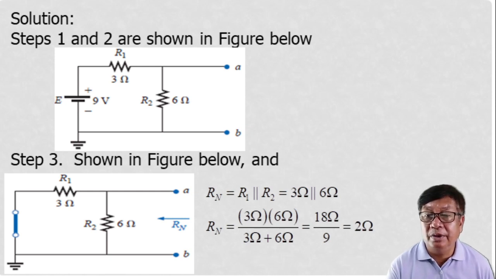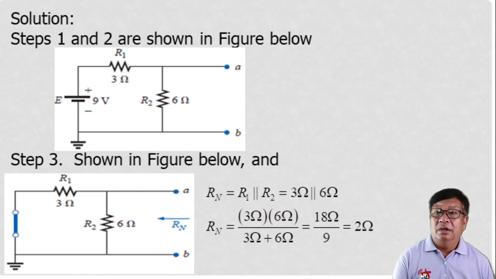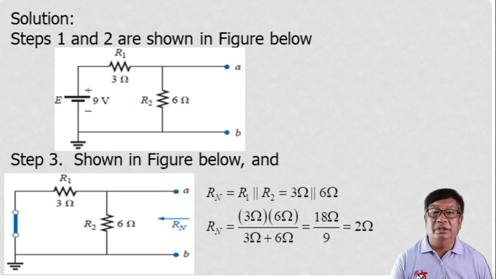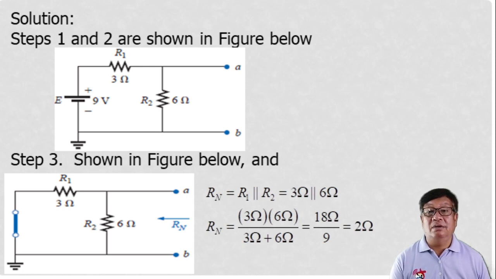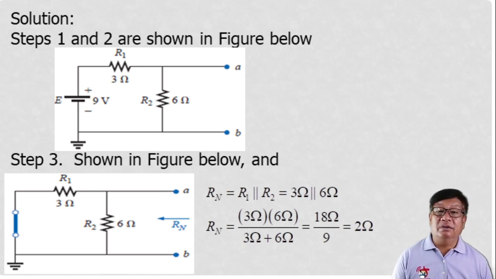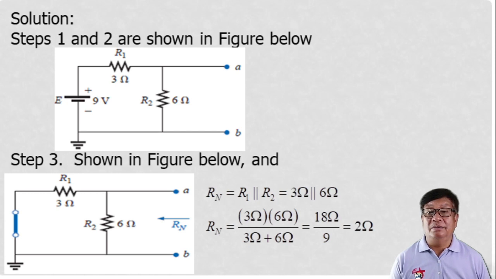So if we have this voltage source here, then anong gagawin natin na voltage source natin to determine the looking back resistance? Short circuit lang po natin. So anong mangyayari dito ngayon? So your R sub 1 is now in parallel with R sub 2. So that is why your R sub N, the Norton resistance or the looking back resistance, is now equal to the parallel combination of 3 ohms and 6 ohms.